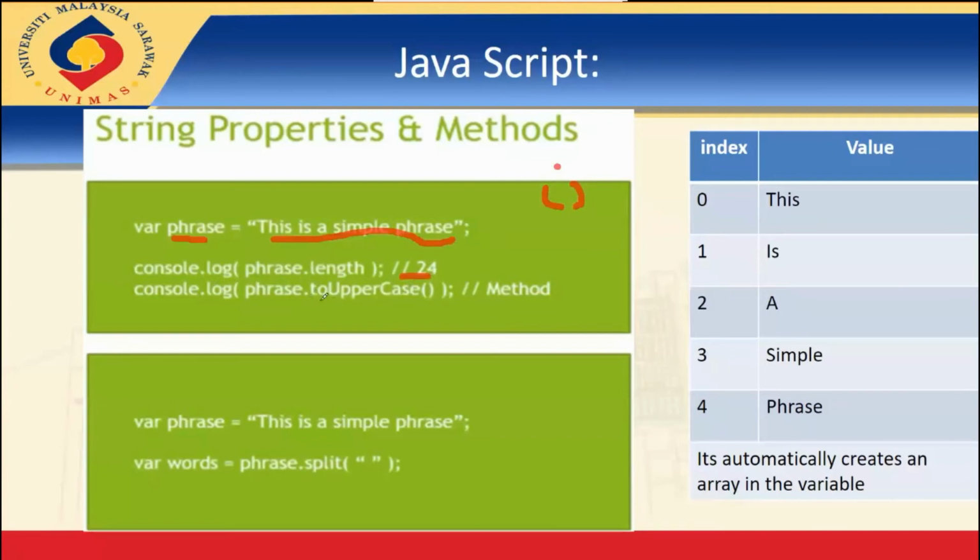And phrase dot toUpperCase. Now you see the parentheses, so it means it is a method, it is a function. If this is a string variable and this is its value, then phrase dot split lets you split the whole string into pieces based on the parameter that you provide. Here we provide the space.